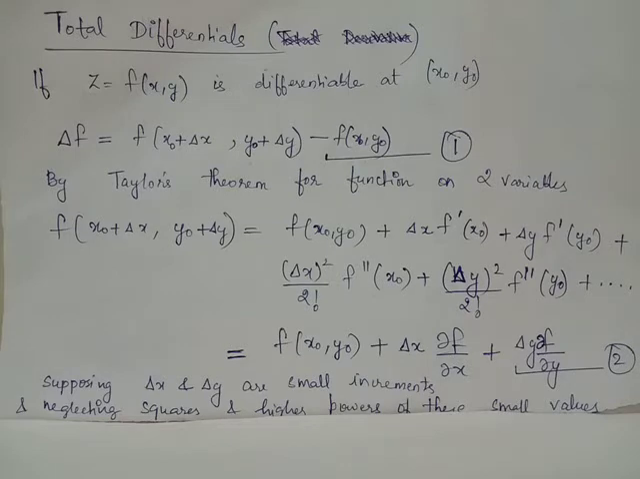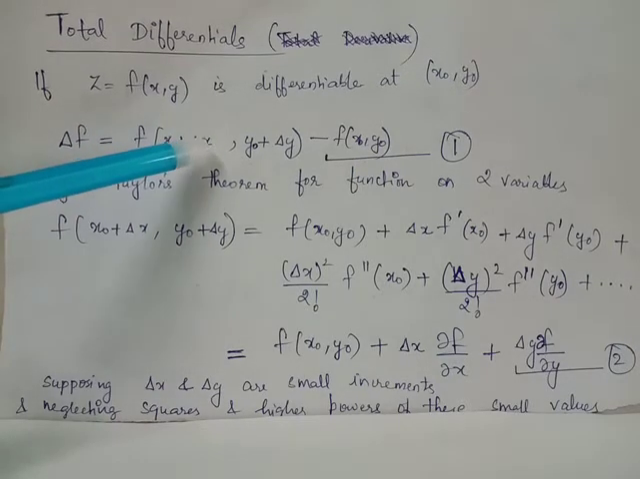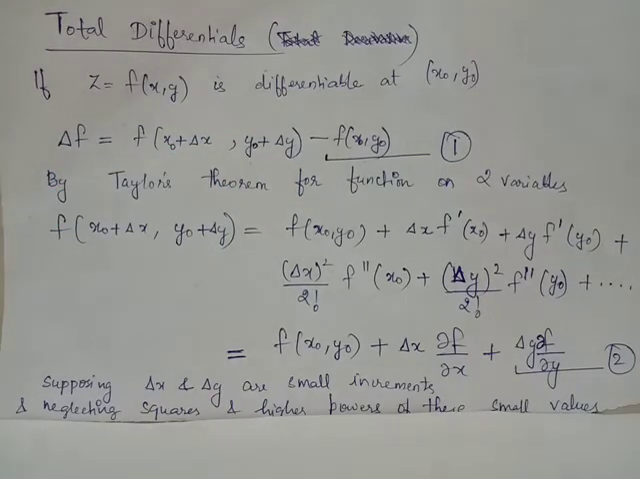Delta f, which is the increment of f, denotes the change in value of f of x y when x y varies from initial position x0 y0 to a new position x0 plus delta x comma y0 plus delta y. We will make use of Taylor's theorem for a function of two variables to find the expression for f of x0 plus delta x comma y0 plus delta y.